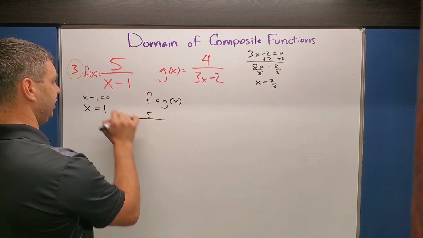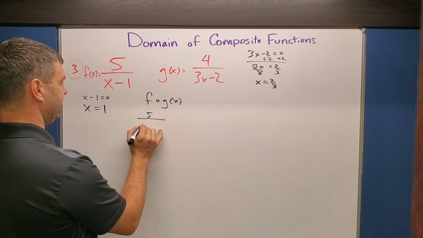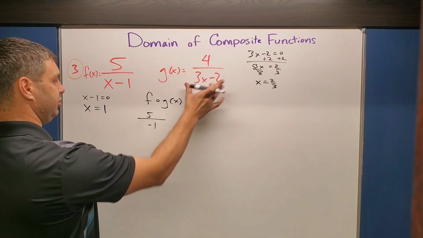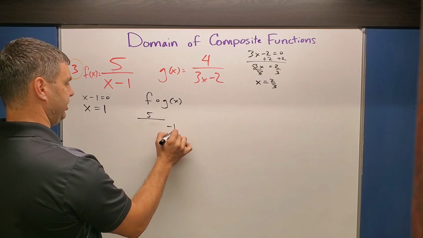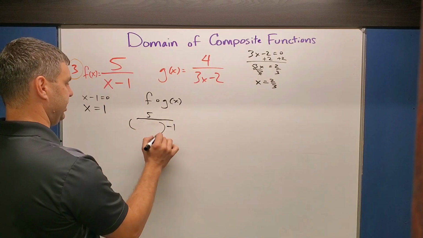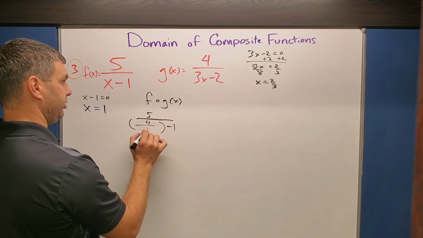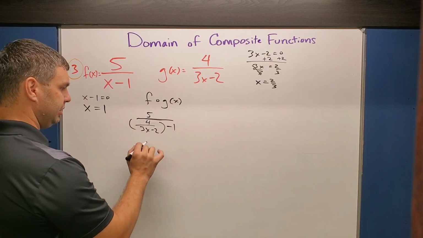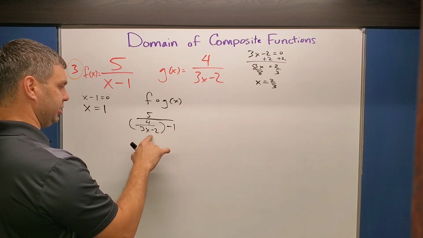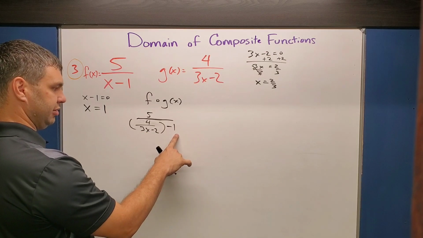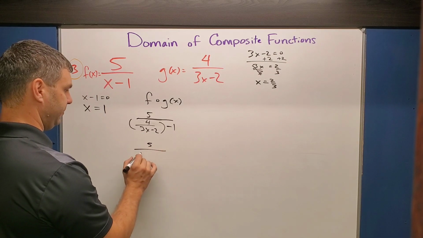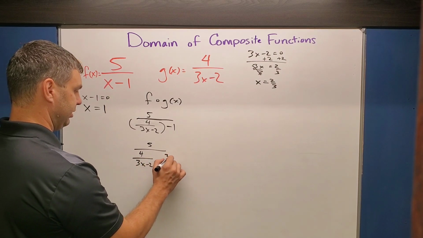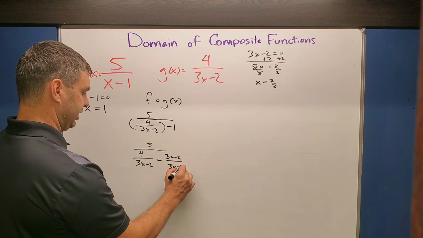We have 5 over, and I'll show you a shortcut after that, 5 over x minus 1. Instead of x, remember, we're going to leave a space, and in that space, we're going to put g of x. Leave a space here in that function, and in that space, we're going to put 4 over 3x minus 2. All right, now this gets a little bit messy down here. So instead of saying minus 1, I'm just going to say minus 3x minus 2 over 3x minus 2, as that is 1. So 5 over 4 over 3x minus 2 minus 3x minus 2 over 3x minus 2.